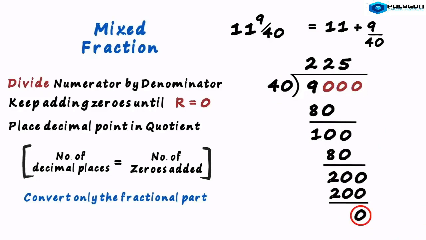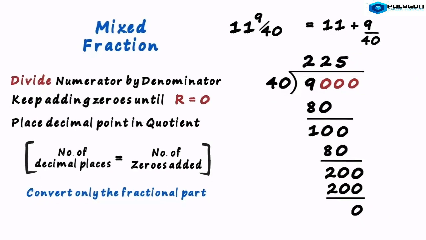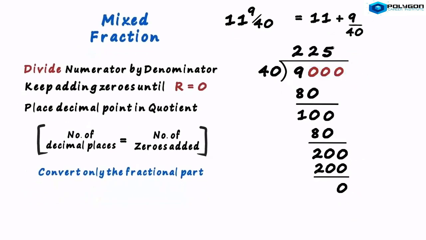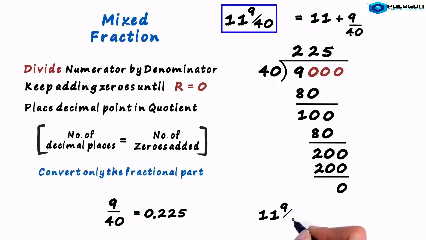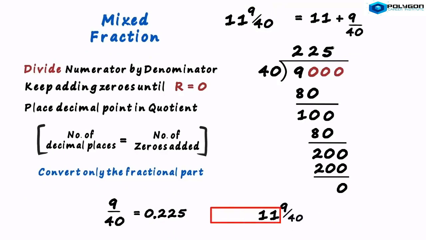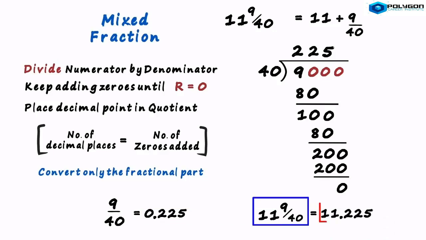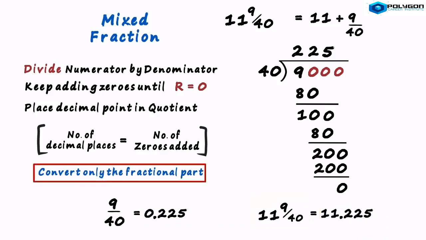After we get the remainder as 0, we have to place the decimal point in the quotient, and that depends on the number of zeros we added. As we added 3 zeros, we write the quotient as 0.225. Don't forget, the original fraction was 11 9/40. Adding 11 with 0.225, we get the decimal fraction as 11.225. So keep in mind that when you want to convert a mixed fraction to a decimal fraction form, convert only the fractional part and then add it to the whole part.